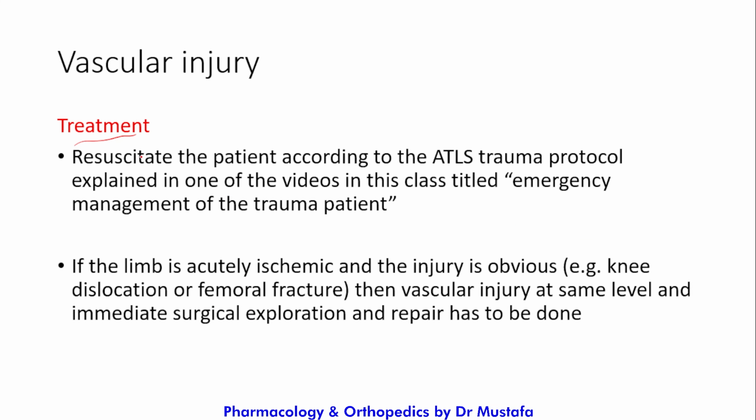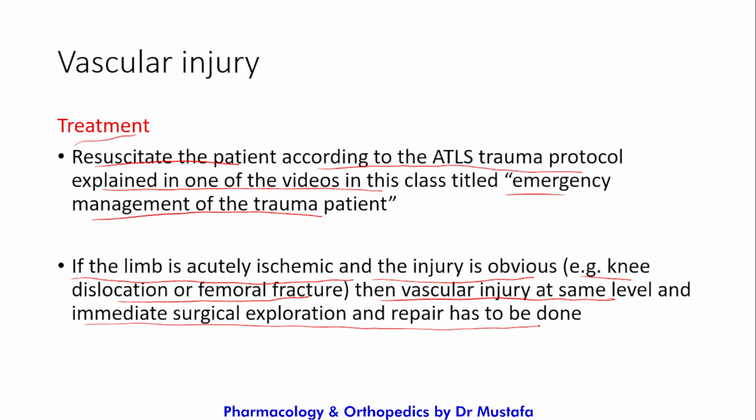The treatment starts with resuscitation of the patient according to the advanced trauma life support protocol explained in one of the videos in this class titled Emergency Management of the Trauma Patient. So go back to the playlist of this class and you will find this video. If the limb is acutely ischemic and the injury is obvious, such as knee dislocation or femoral fracture, then there is vascular injury at the same level and immediate surgical exploration and repair has to be done.